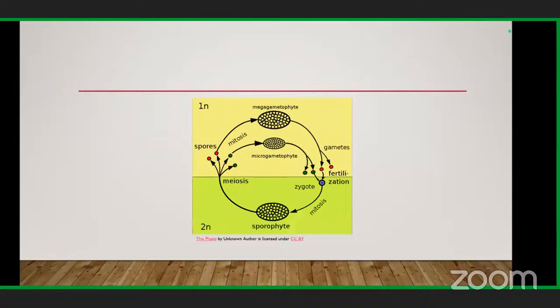So I have already shown you this. Spores, mitosis takes place, megagametophyte, microgametophyte, then gametes will come, then fertilization will take place, zygote will form, again mitosis will take place, then sporophyte will form, from the sporophyte, meiosis will take place, then again mitosis. This is the whole process, the whole diagram.